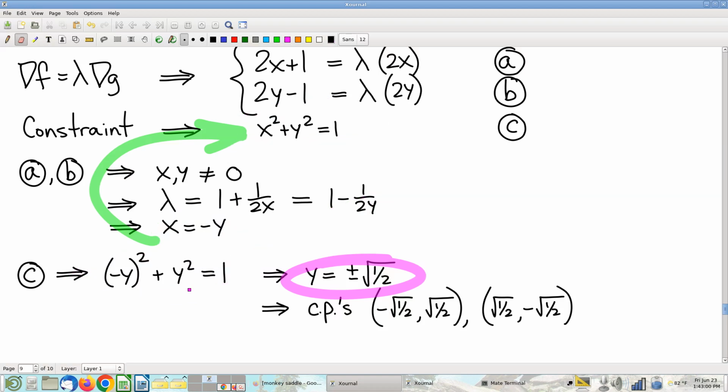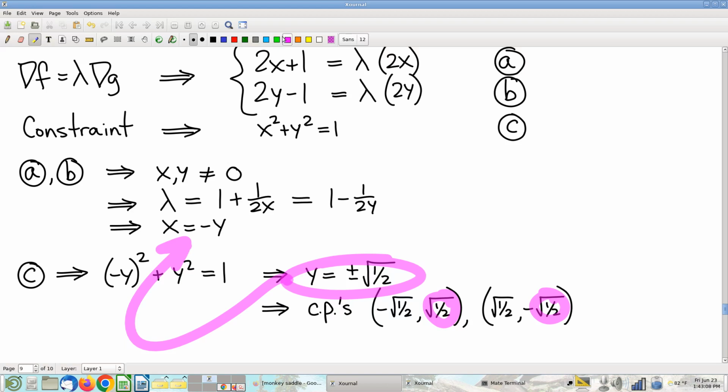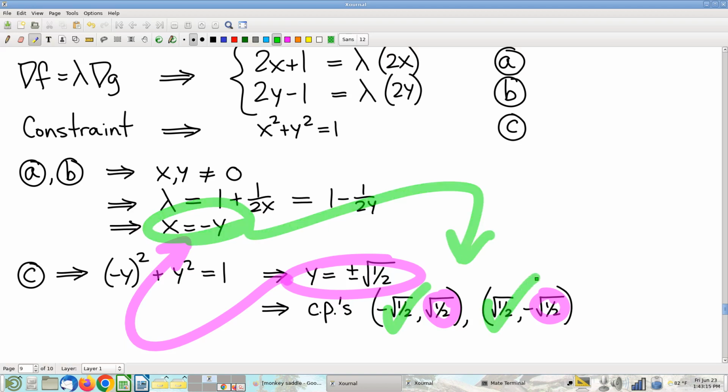And once you have your 2 possible values of y, you can plug that into there, and that then gives you your 2 possible values of x. And there's your critical points.